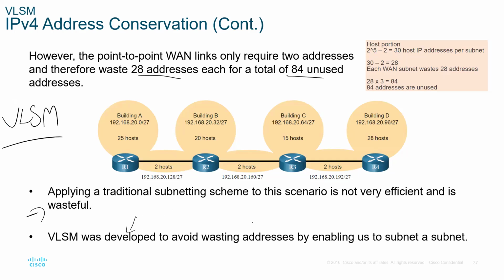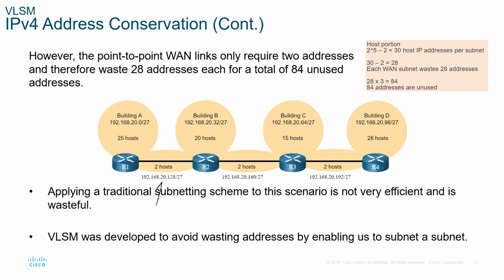VLSM was developed to avoid wasting addresses by enabling us to subnet a subnet. The traditional way of subnetting had a fixed subnet mask length: slash 27, slash 27, slash 27. It is fixed. The new way of doing things is variable. When it becomes variable, it means when we do our planning, the host addresses that we assign to a subnet should be according to the number of host addresses needed.